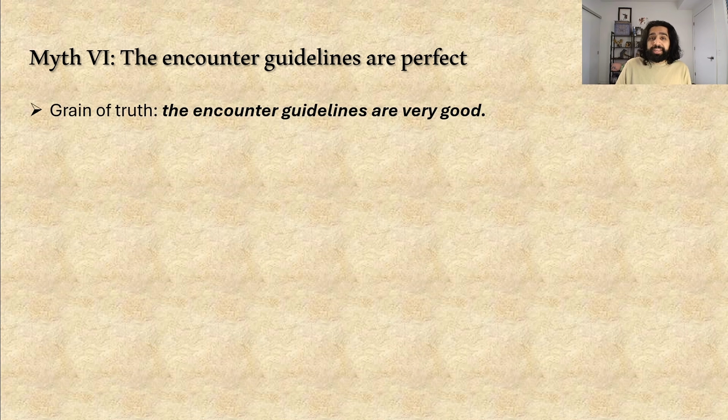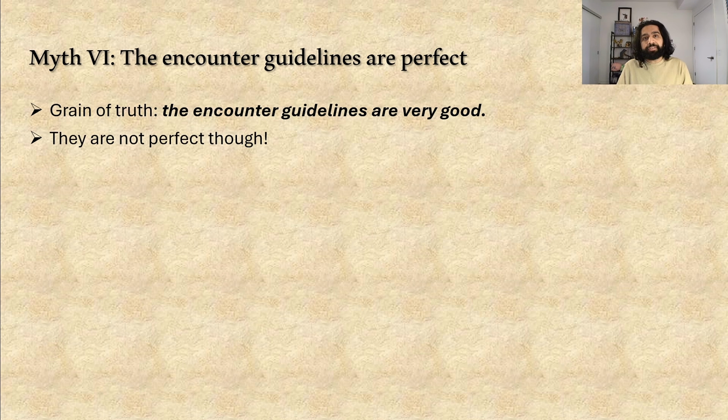But the grain of truth here is that the encounter guidelines are very, very good. Pathfinder has some of the best encounter guidelines I have ever seen. I've played other well-balanced games. I've seen other games' encounter guidelines. I've played Draw Steel. I have looked at its encounter guidelines. I have looked at D&D 4th edition's guidelines. Pathfinder's guidelines are incredibly tight, but they're not perfect. And this lack of perfection is important because if you assume they're perfect, then there's no reason to deviate from them, like I said, but they're not perfect.